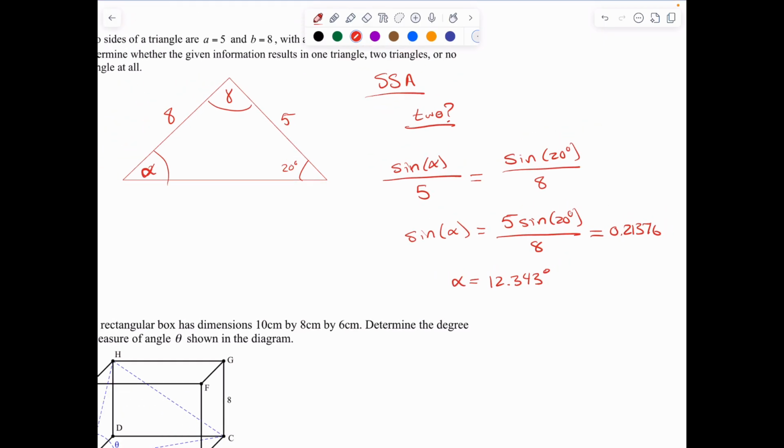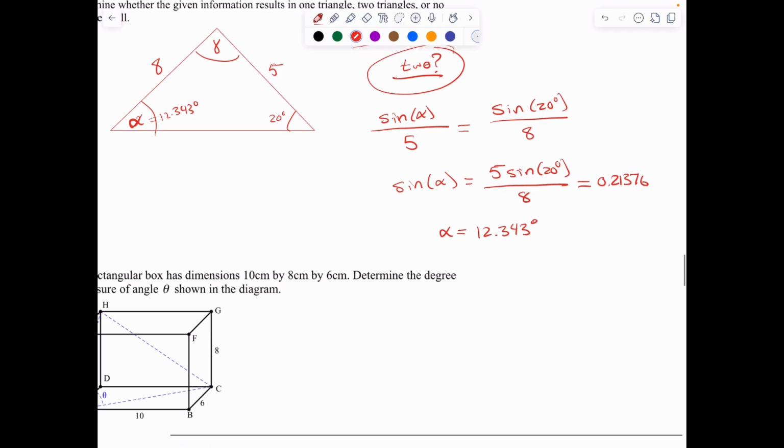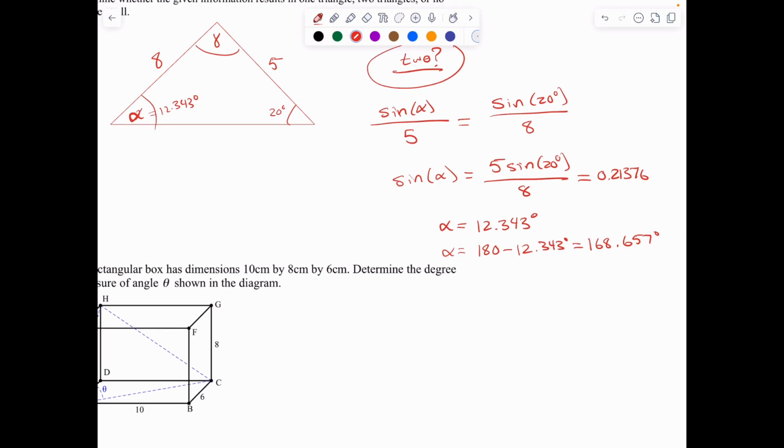Okay, so this is going to be 12.343 degrees. Here's the way that I once again, I'm going to say, is it 2? If it was 2, then the other one would be 180 minus that, because it would have the same reference angle as the first triangle, or the first angle, 168.657. Okay, so let's see. Do both of these make sense?